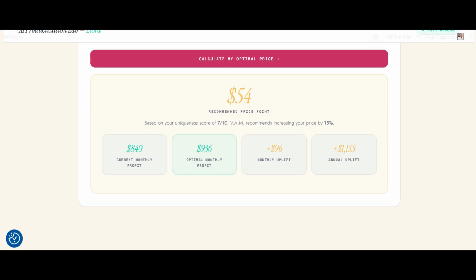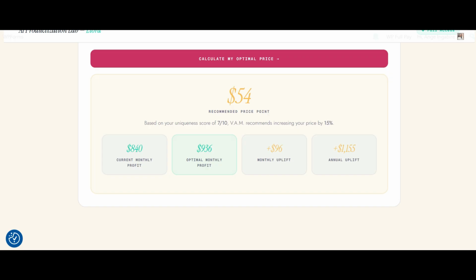That might not sound dramatic, but look at what that single adjustment does to your numbers. At $47, your current monthly profit is $840. At the VAM recommended $54, your optimal monthly profit becomes $936. That is $96 more every month and $1,155 more every year from changing one number on a product you have already built and are already selling.